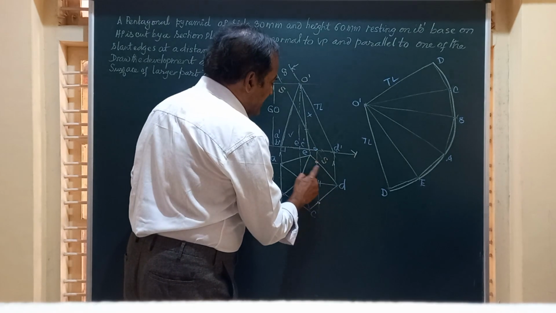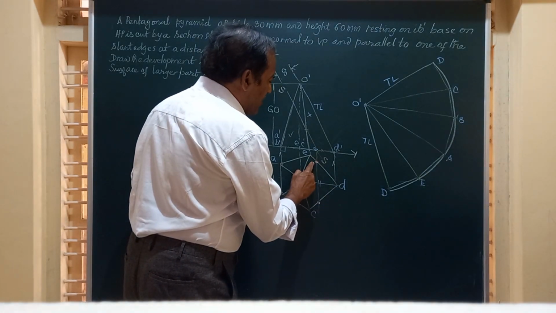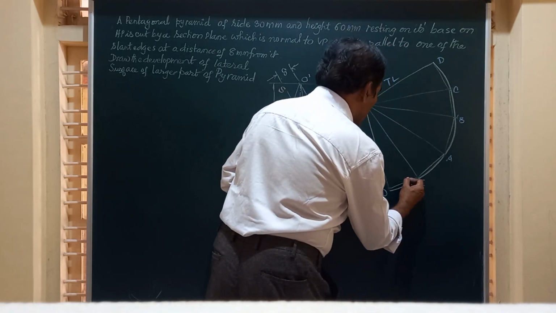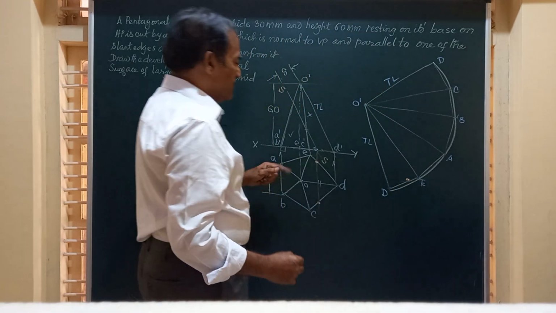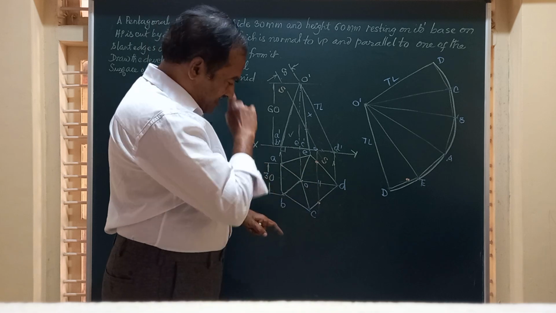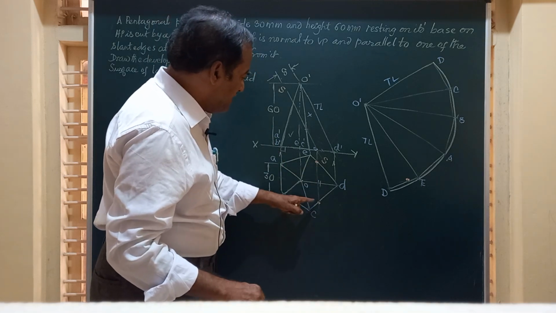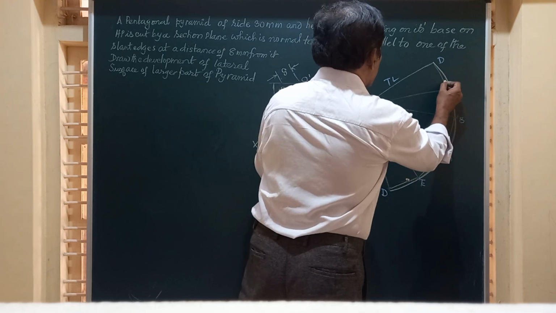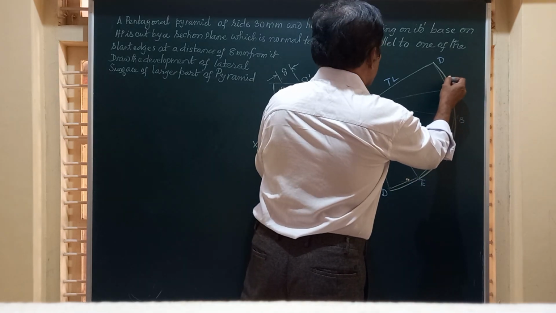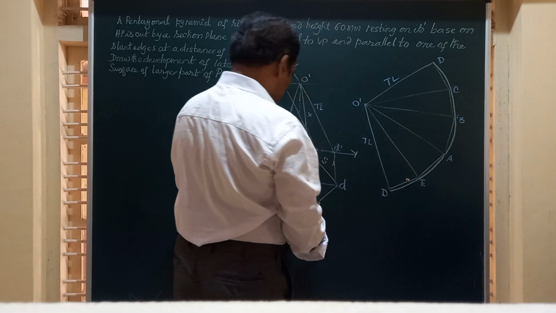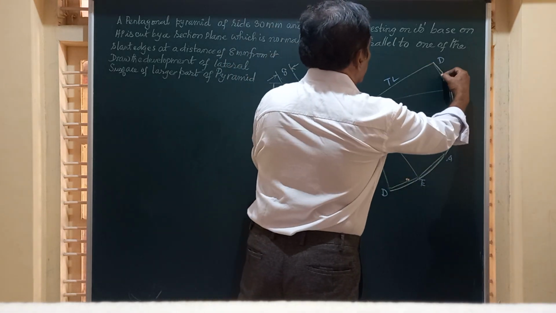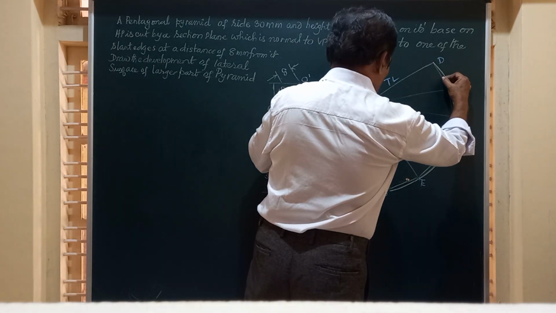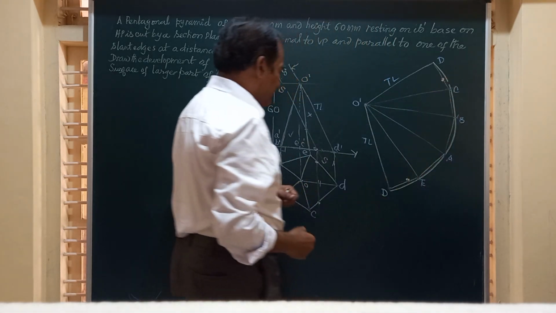Here on ED, mark this point nearer to E. So I get a point here. Similarly, on CD, nearer to C. So we have got these two points. Yes, right, nearer to C. So we have got these two points. That is on the face.